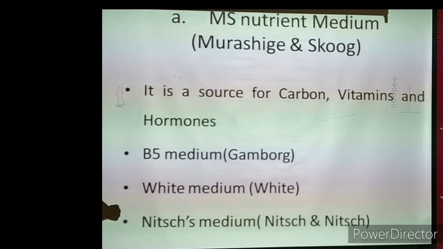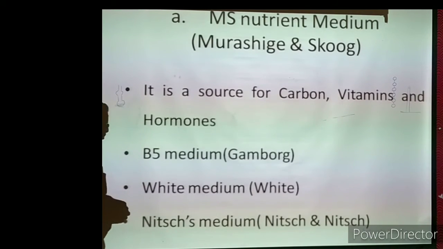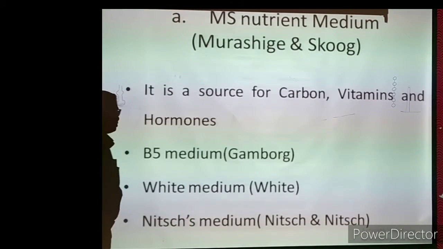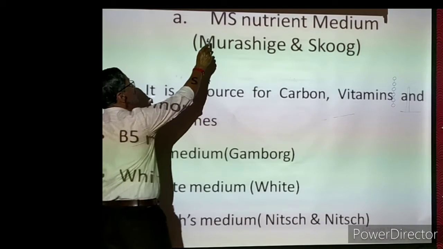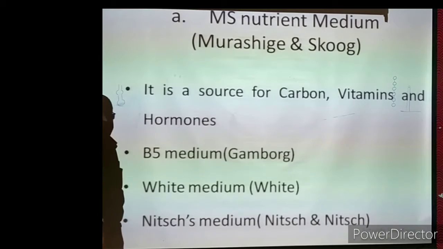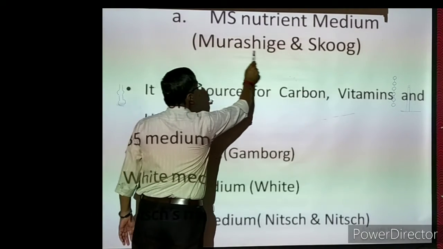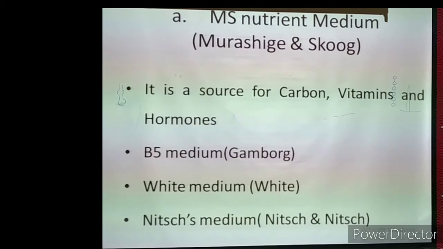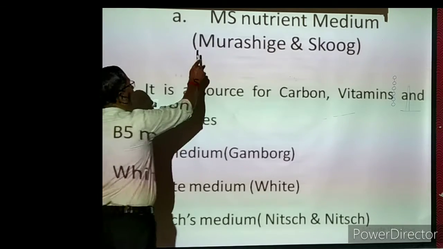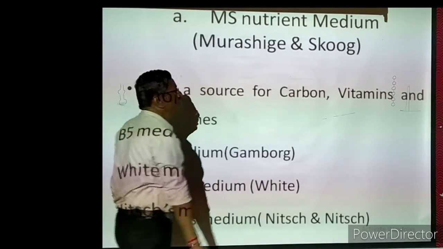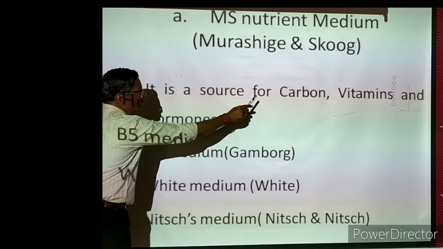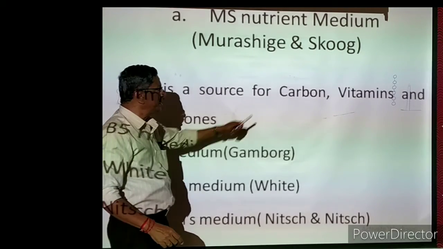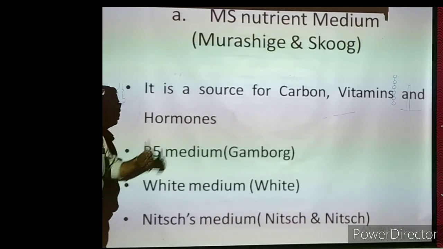Now we are coming to what are the different types of culture media that are present. We have to see. The first one is MS nutrient medium. Now what is the meaning of MS? It is the first letters of two scientists who joined together and prepared this medium. The first scientist is Murashige and the second scientist is Skoog. So Murashige and Skoog joined together and prepared this culture medium, so we are calling this MS culture medium, nutrient medium. It is the source of carbon, vitamins and hormones. So in the MS medium, a large or sufficient quantity of carbon, vitamins and hormones will be present.